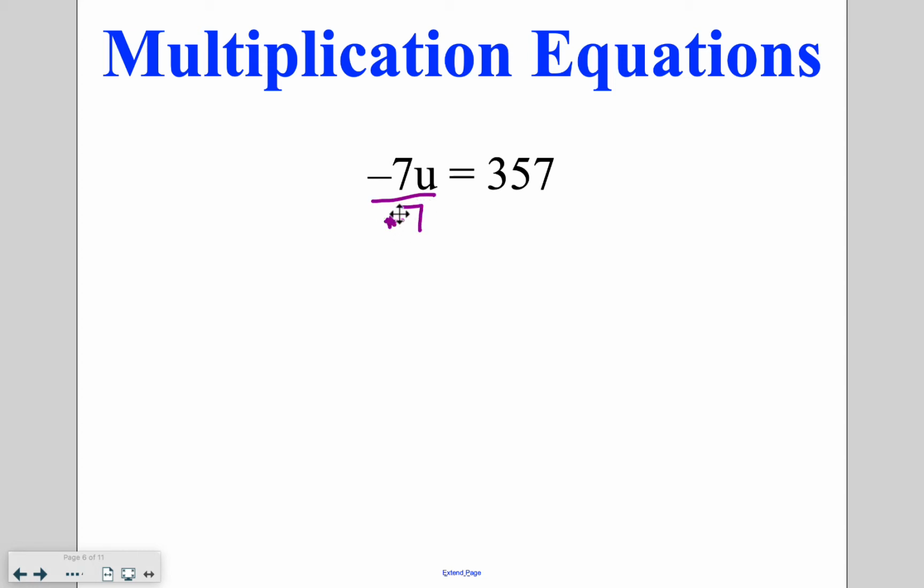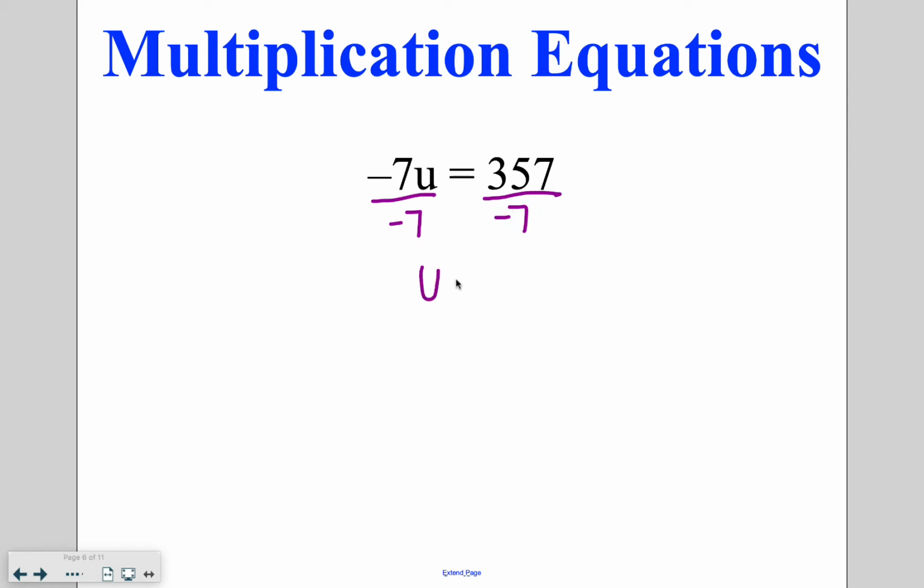If I had forgotten the negative, negative 7 divided by positive 7 would have given me a negative u. We don't want to figure out the value of negative u. We want to figure out the value of positive u. So we need to make sure if it is multiplied by negative 7, we're dividing by that negative 7 because a negative and a negative is a positive. 7 divided by 7 is going to give me 1. On the other side, I'm also going to need to divide by negative 7.